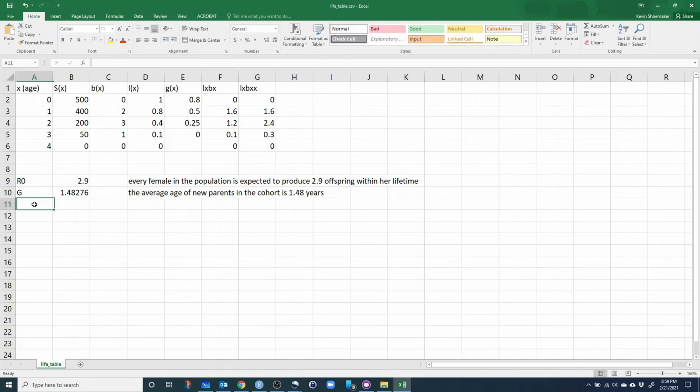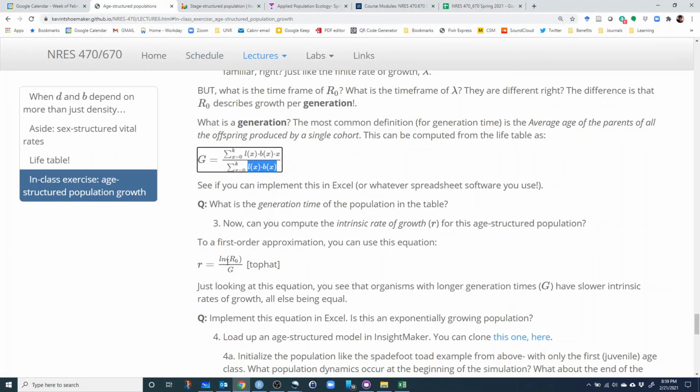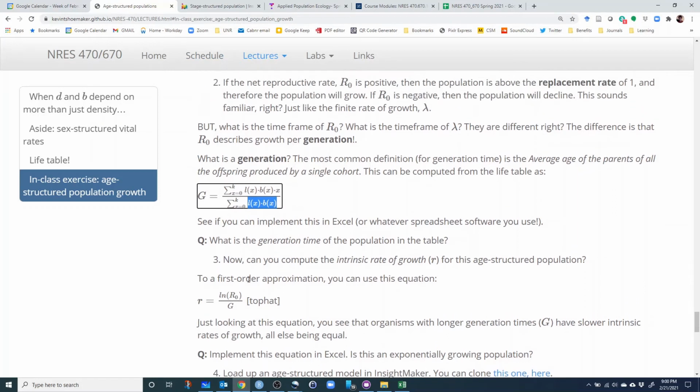And with that, we can then compute little r. Oops, that's the wrong one, it was autofill. Little r using this equation here: natural log of the reproductive potential divided by the generation time. And that is a Top Hat question, so I won't finish that for you, but please answer that and complete the exercise in Top Hat.